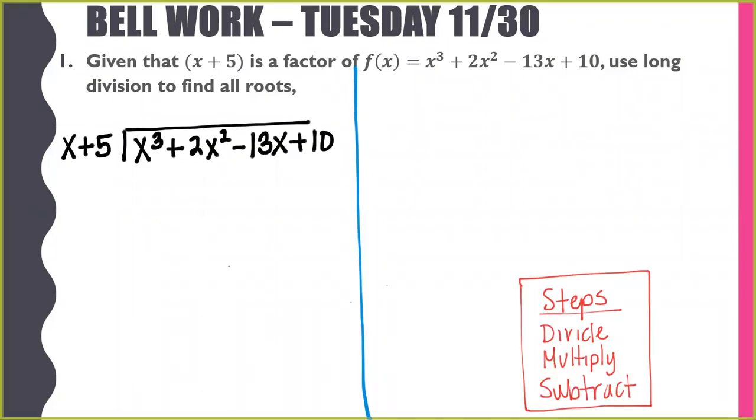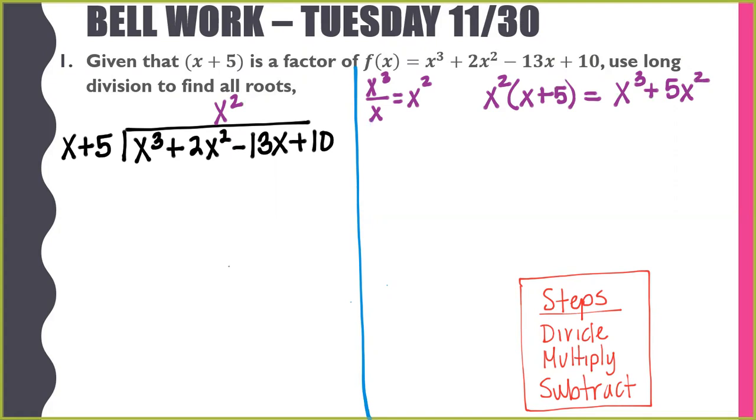Okay, so in order to do long division, there's 3 steps. The first step is to divide the first terms, which is going to be x cubed divided by x. That gives you x squared. You put that on the top. Second step is to multiply that. We're going to multiply that by x plus 5. And that gives us x cubed plus 5x squared.